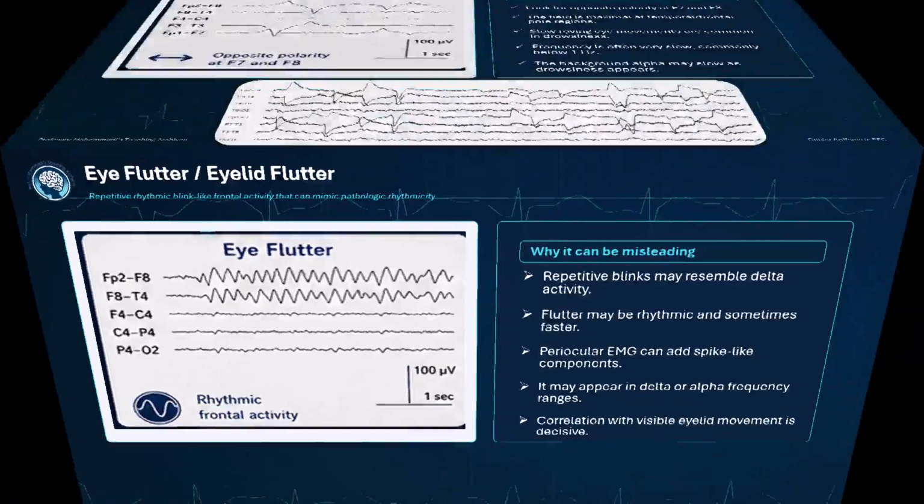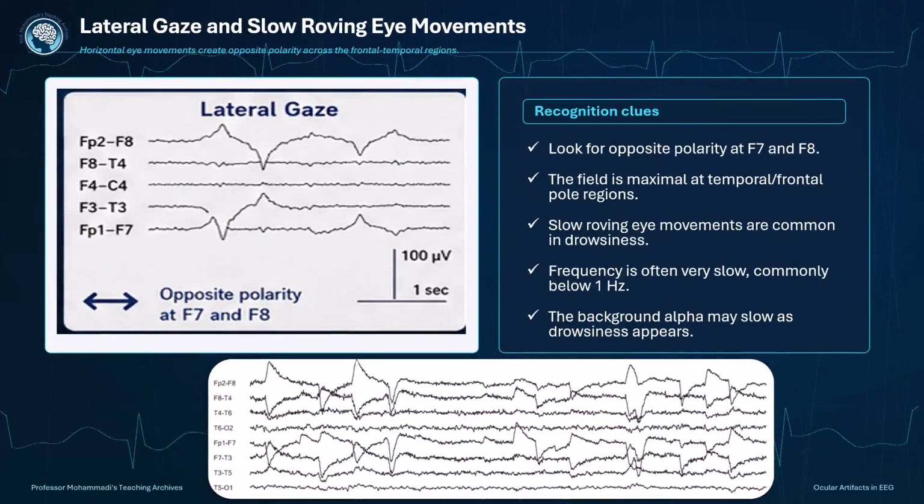Next slide, please. Lateral gaze is recognized by its horizontal dipole. In bipolar montages, one of the most useful clues is opposite polarity across the left and right frontal temporal regions, especially around F7 and F8. During drowsiness, slow roving eye movements may produce very slow, low-amplitude activity that can look like baseline instability. However, this activity is not random. It has a characteristic frontal temporal distribution and often accompanies drowsiness.